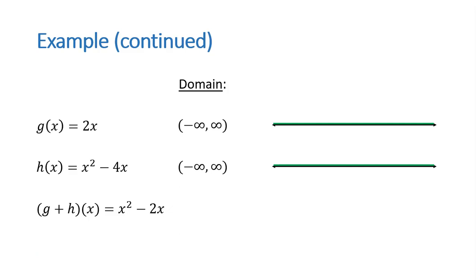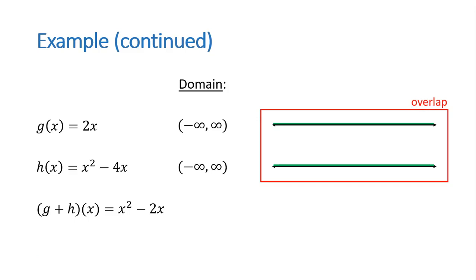So the domain for this function is going to be whatever the two original domains had in common. It's going to be the overlap of those two domains. Well, in this case, both domains are the same. So the overlap is the entire real number line. It's everything from negative infinity to infinity. There aren't any exclusions from either of them, so they have every single number in common. So because the overlap is all real numbers, that means the domain for our final function is also going to be all real numbers. Let's try another one.